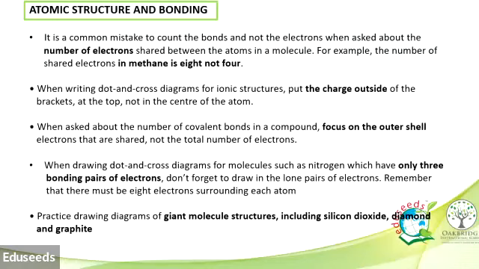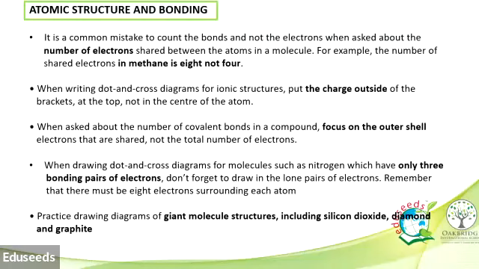Especially the drawing part. It is a common mistake to count the bonds and not the electrons when asked about the number of electrons. So for example, the number of shared electrons in methane is 8, not 4.